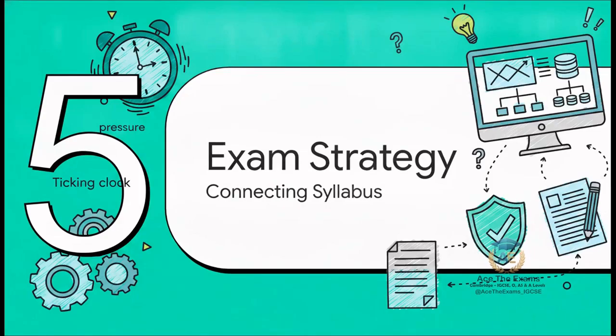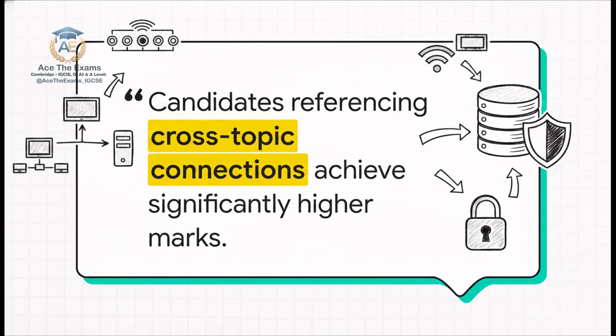Finally, Section 5, Exam Strategy Application. It's time to connect the syllabus and put it all together. Let's pull this all together into a practical exam strategy. We have a complete cheat sheet recap right here, and your mark potential progress bar is reaching 100%. To guarantee top marks, you must apply 3 unbreakable rules. Number 1, command word decoding. Number 2, PEEL framework application. And number 3, the time management matrix.